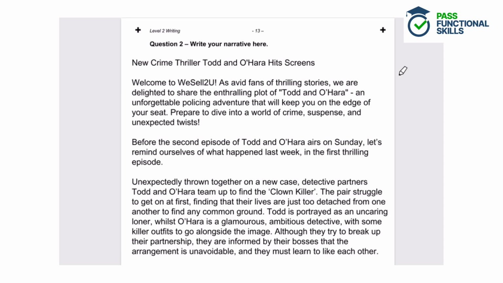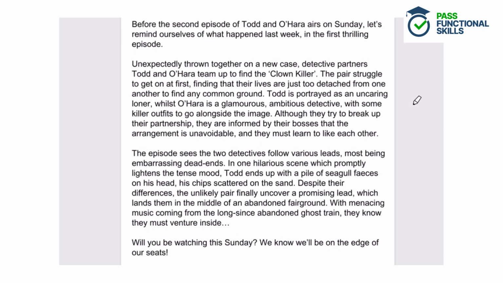Unexpectedly thrown together on a new case, detective partners Todd and O'Hara team up to find the clown killer. The pair struggle to get on at first, finding that their lives are just too detached from one another to find any common ground. Todd is portrayed as an uncaring loner, whilst O'Hara is a glamorous, ambitious detective, with some killer outfits to go alongside the image. Although they try to break up their partnership, they are informed by their bosses that the arrangement is unavoidable and they must learn to like each other.